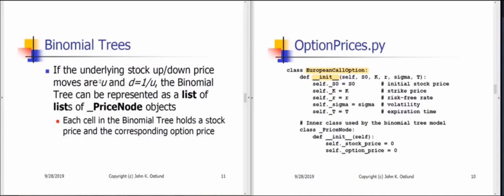Now, because in this binomial tree model, the price change of an up move is the inverse of the price change for a down move, then starting from a given node, if we go up and then down, we get the same price as if we go down and then up. We can represent this as a list for each time step of lists for each sequence of up-down moves of these price node objects. And here's how that's going to look.